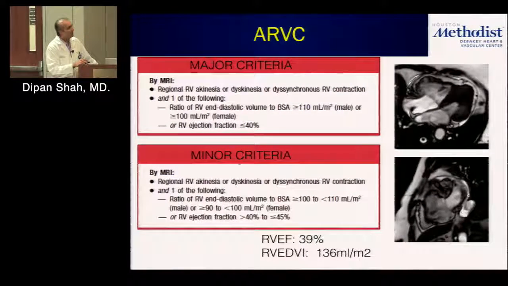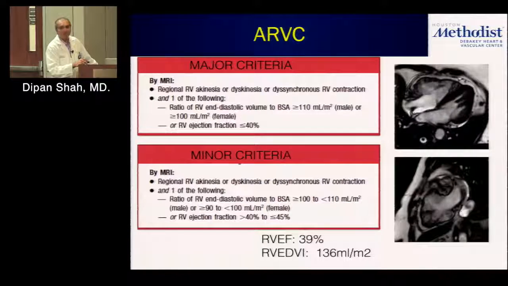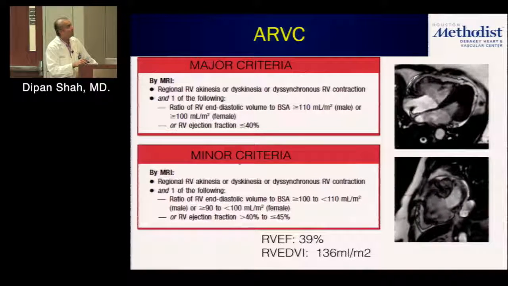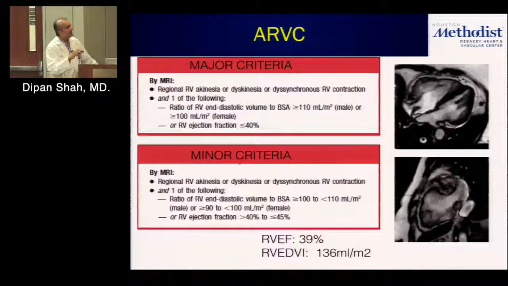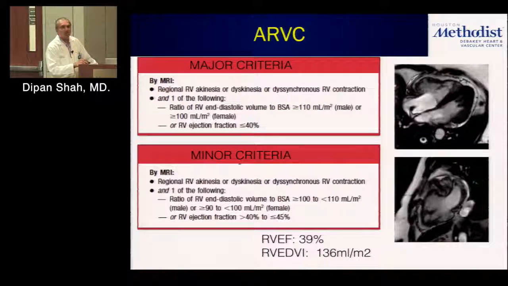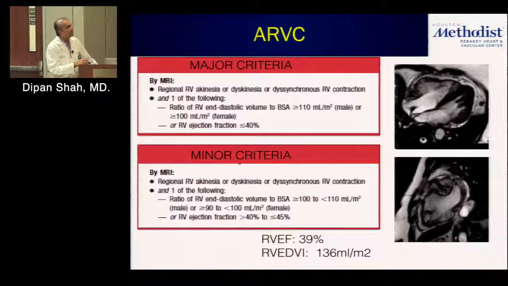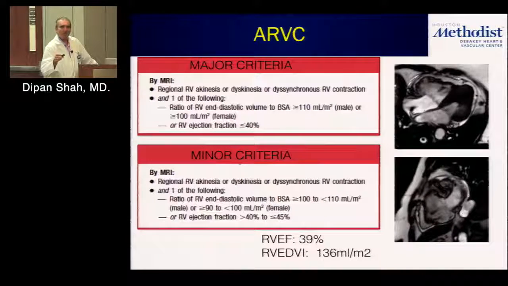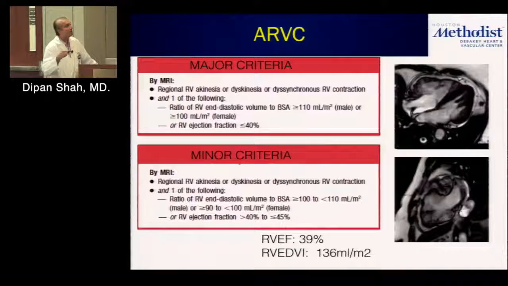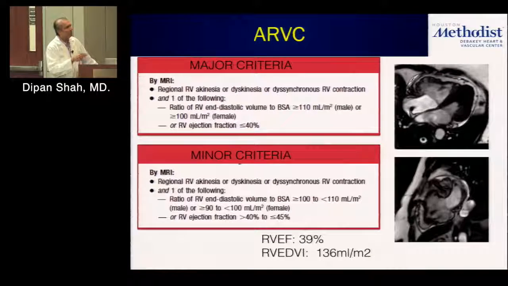So right off the bat, let's talk about RV dysplasia, arrhythmogenic RV cardiomyopathy. And obviously we have these major and minor criteria for defining ARVC. A couple of things to keep in mind is that to make the diagnosis, you need 2 major criteria, or 1 major plus 2 minor, or 4 to 5 minor criteria.